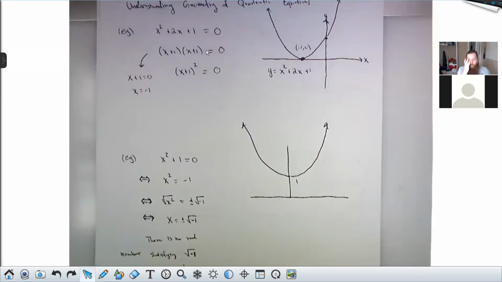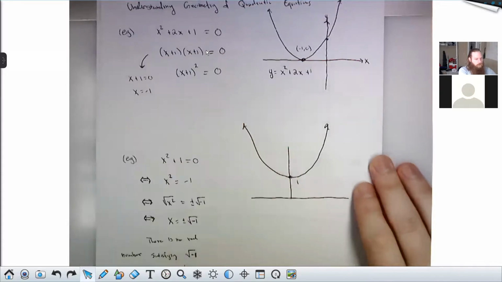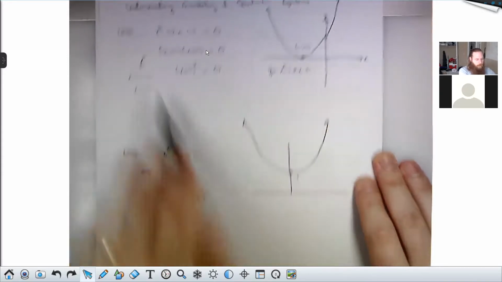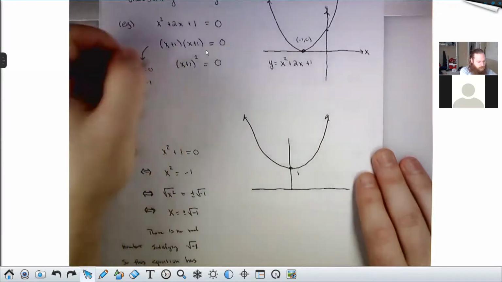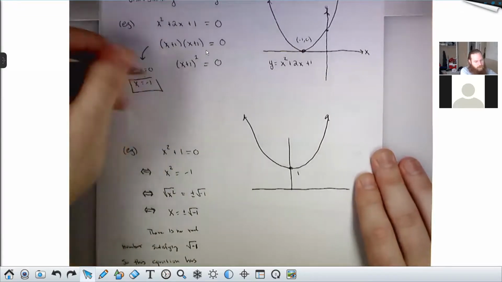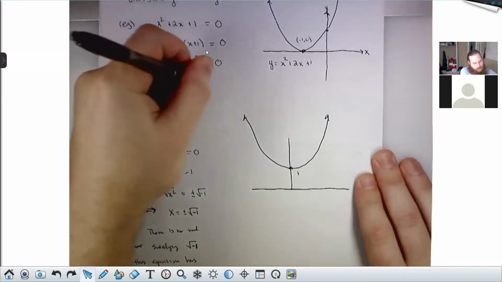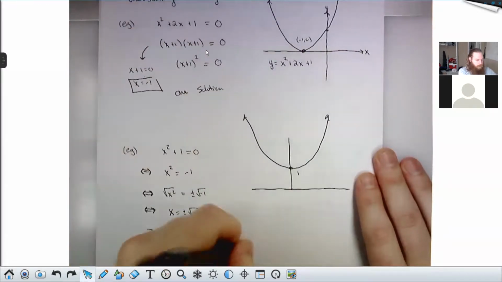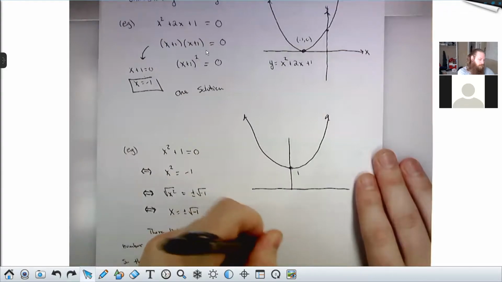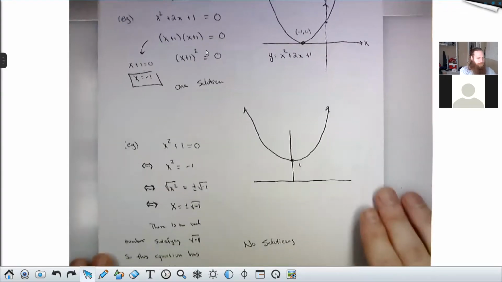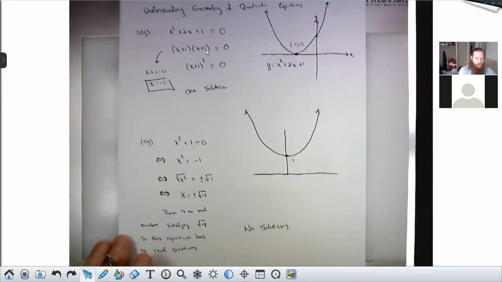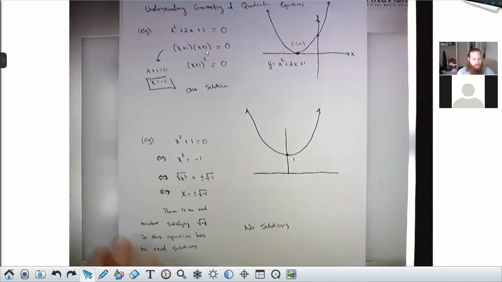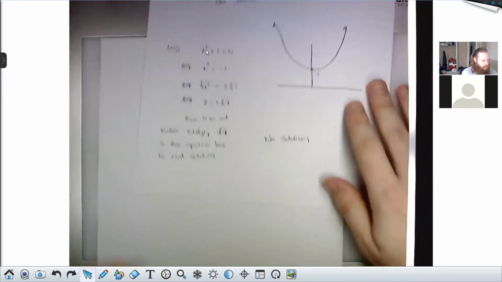And of course, we've seen that quadratics can have two solutions. Here we had one solution. Here we have no solutions. And on the previous page, we saw an example with two solutions. Let me show you one more like that so we can think about these together.